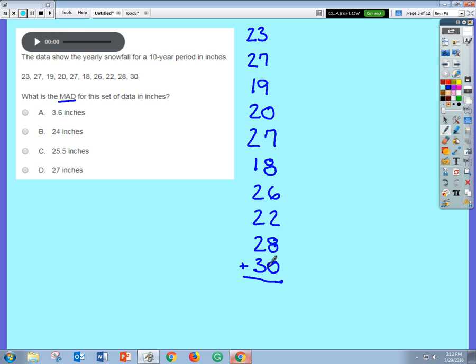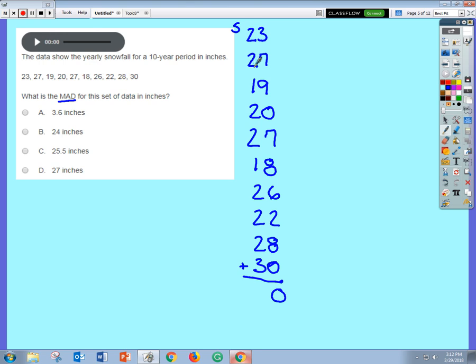Gotta double check this. 8 and 2 is 10. 10 plus 6 is 16. 16 plus 8 is 24. 24 plus 7 is 31. 31 plus 9 is 40. Plus 10 here gives me 50, so that's a 0 here. I put a 5 up top.